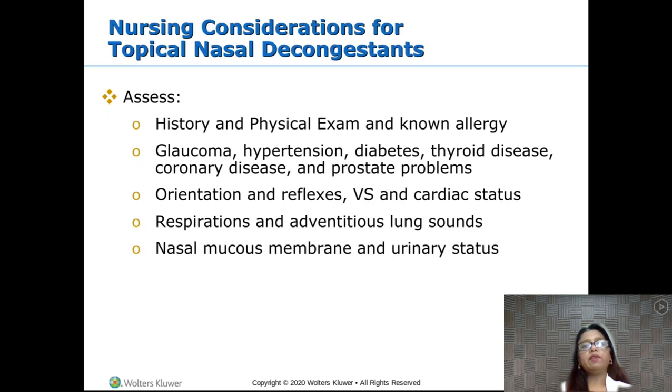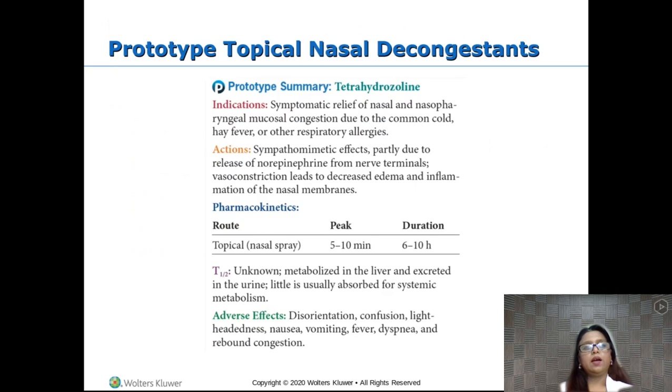Assess: whenever you give medication to your patient, you want to know the history and physical. You want to know what they're allergic to, whether the patient is allergic to the medication, yes or no. Do they have baseline conditions such as glaucoma, hypertension, diabetes, thyroid disease, coronary disease, prostate problems, orientation and reflexes. You want to know the vital signs, cardiac status, respiratory and adventitious lung sounds, nasal mucous membranes, and urinary status. One example is tetrahydrozoline.